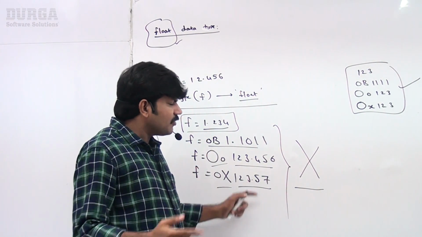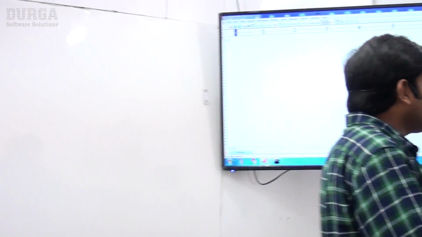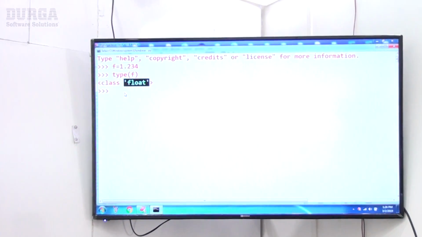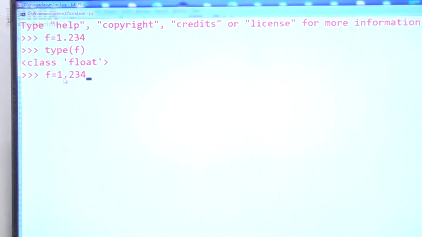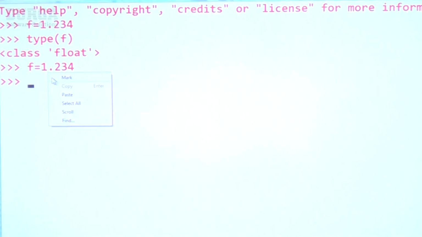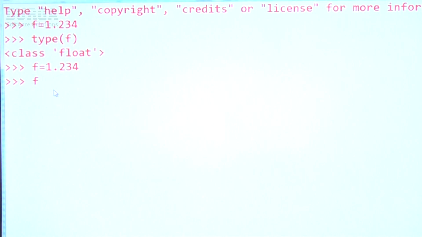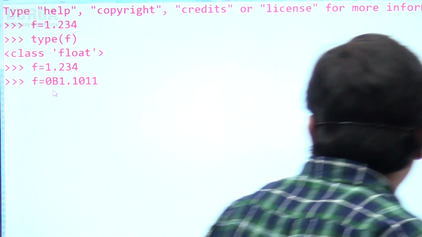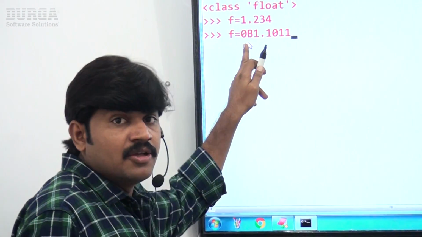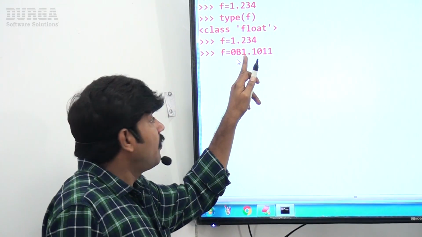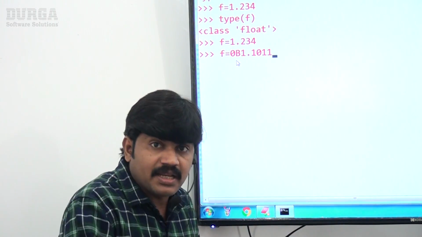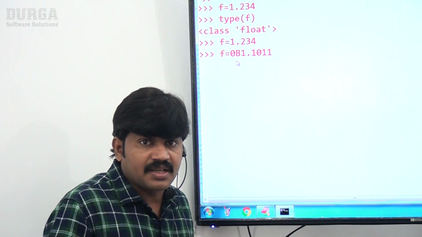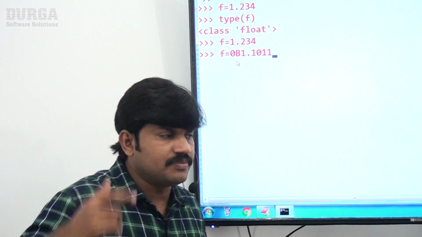Everyone can understand, right? Let me show this one. Have a look once. Suppose I am taking f is equal to 1.234. Perfect, no problem at all. It is a decimal value itself. f is equal to 0b1.1011. I am taking 0b1.1011. Immediately the Python virtual machine is going to complain: Hey Durga, 0b means binary, but 1.1011 is a float in binary? No such type of thing. Observe carefully.